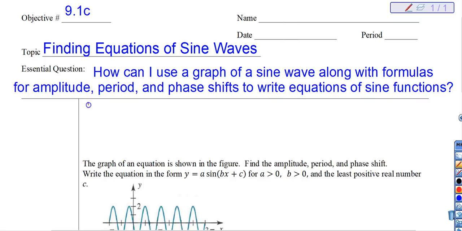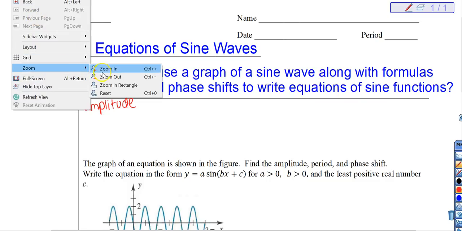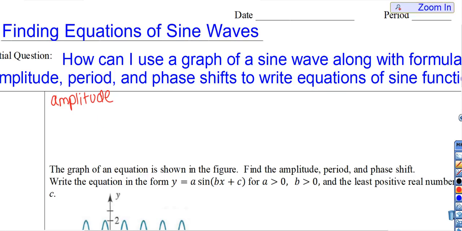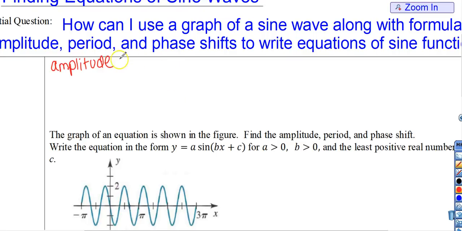So let's start with the definition of amplitude. I'm going to just zoom in here real quick. Can you give me a definition of amplitude? What is the definition of amplitude of a sine wave? What is it? Describe it. Go ahead, Spencer. The distance between a function's midpoint and its peak.